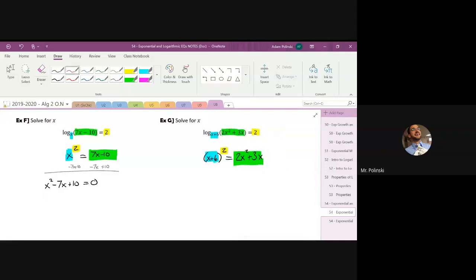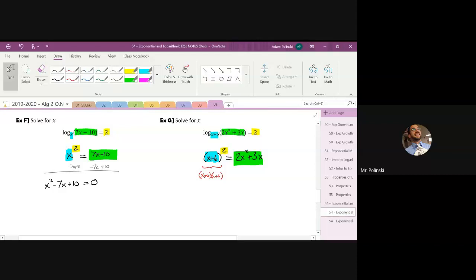Now, on this other side, it's going to be a little bit more difficult. What does (x + 6)² actually mean? How do we deal with squaring? What does it mean to square something? Does it mean multiply by 2? No, it means multiply by itself, right? (x + 6) times (x + 6).